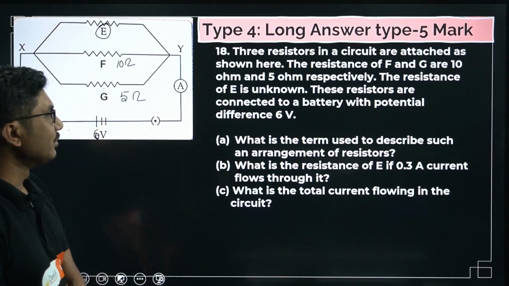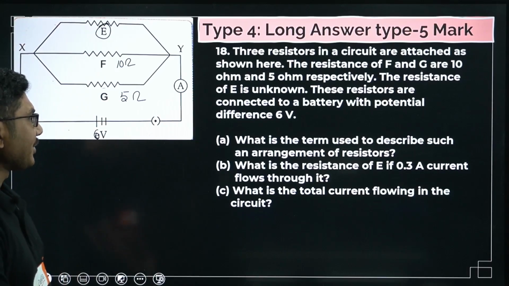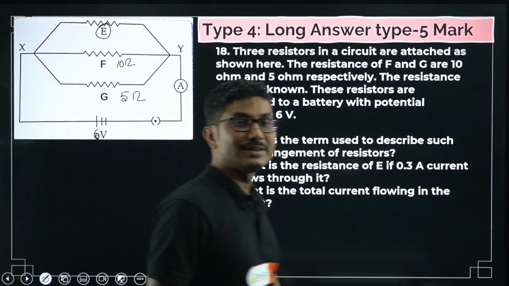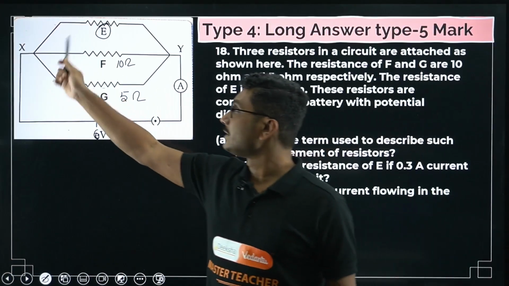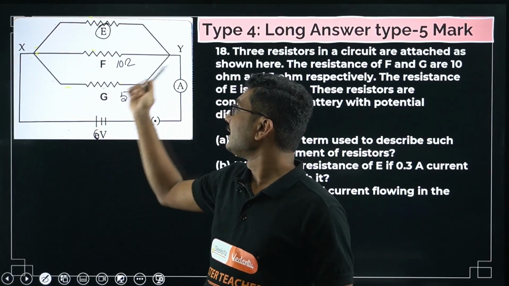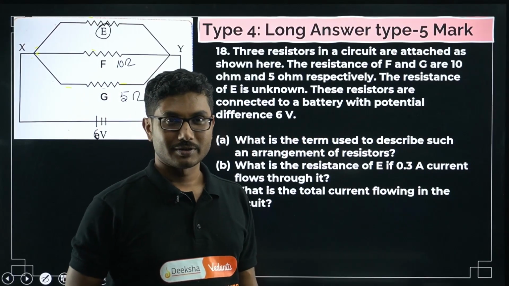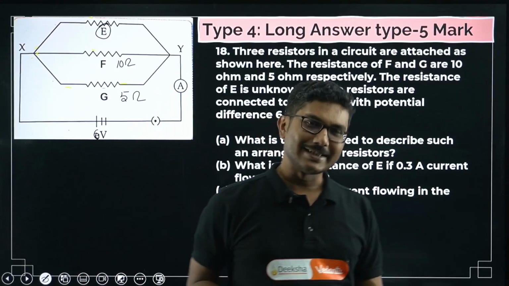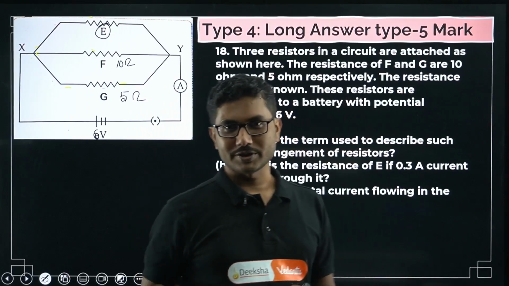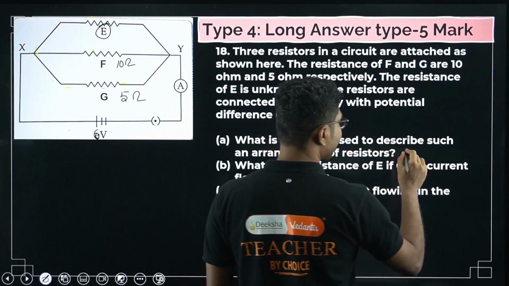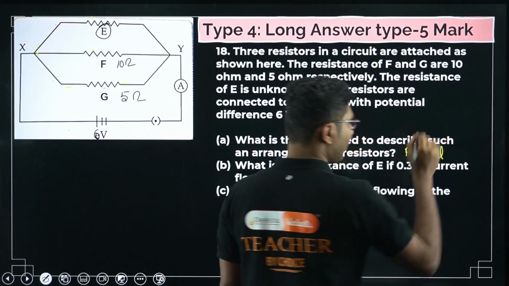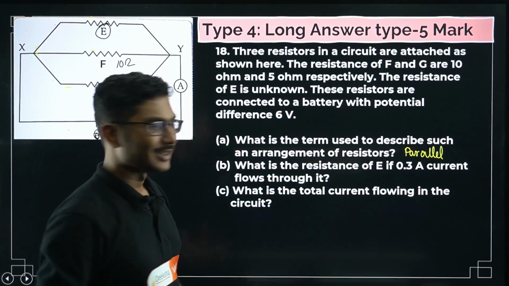What is the term used to describe such arrangement of resistors? This is easy to answer. This is common in your books. So as you can see, all the resistors are connected at the same point. So basically you can say that they are connected in series combination. I said series and you believed in series, right? So that means you are not paying attention. You are not focusing. This is a parallel combination. Don't blindly listen to anything, right?